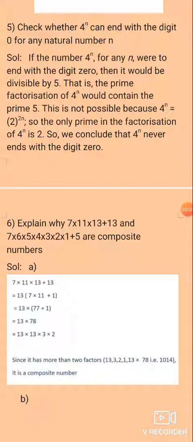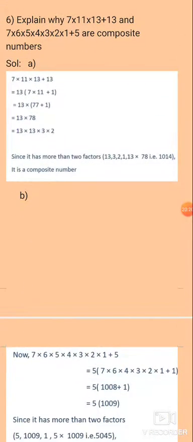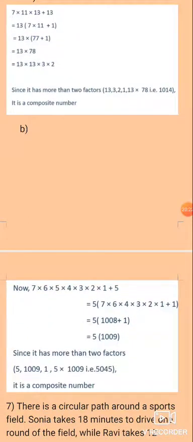So since it has more than 2 factors, what can we conclude? It is a composite number. Same as the next one also, listen carefully. 7 into 6 into 5 into 4 into 3 into 2 into 1 plus 5 is a composite number.